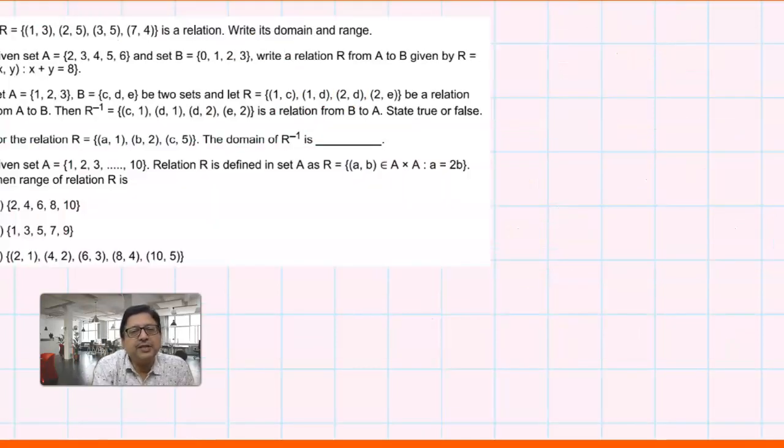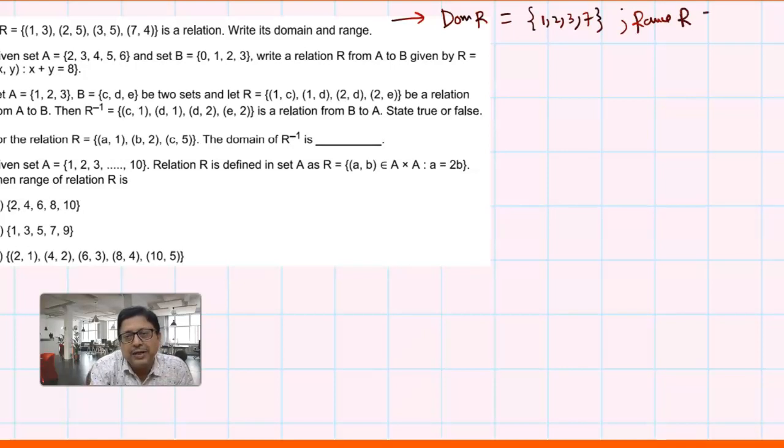Now this is a given relation. Write the domain and range of the relation. Domain, I told you, is the set of first elements 1, 2, 3, 7. So you write domain equal to the set of first elements 1, 2, 3 and 7. What about range of R? Range of R contains these elements 3, 5, 5, 4. So just arrange and write, because you cannot take an element twice. So it will be 3, 4, 5.